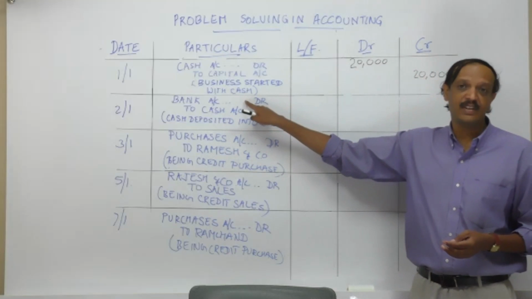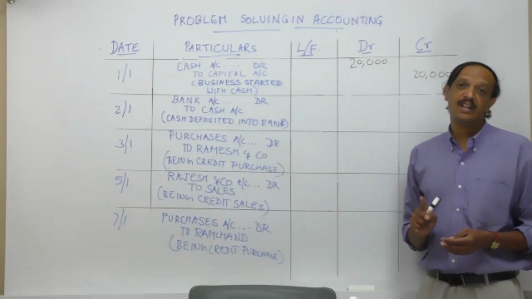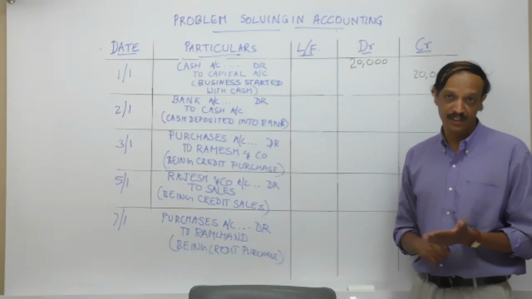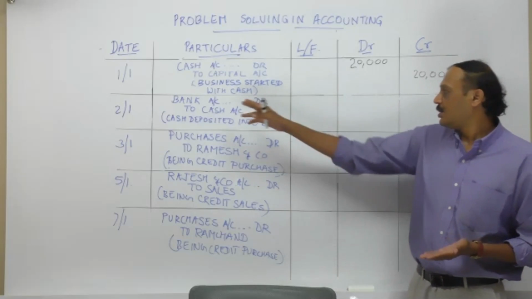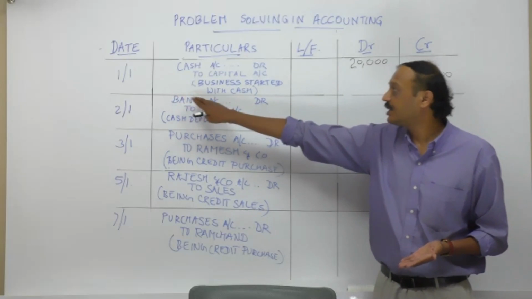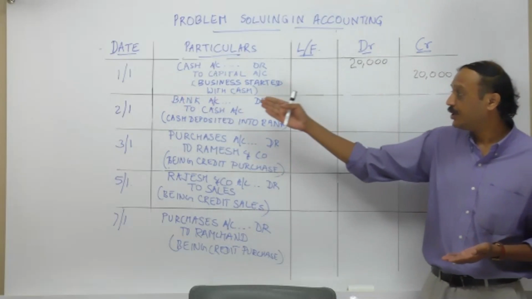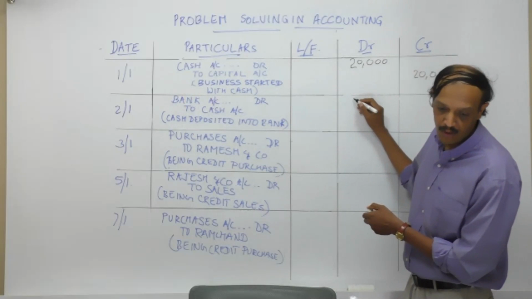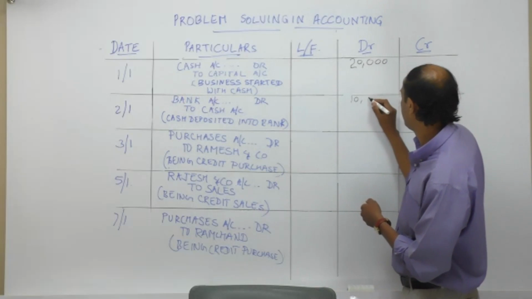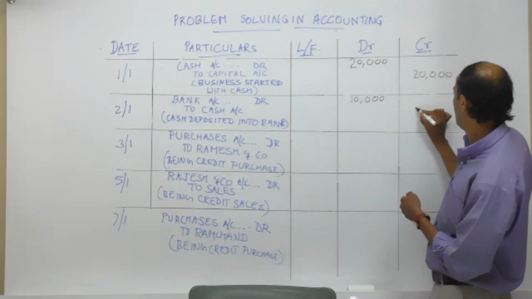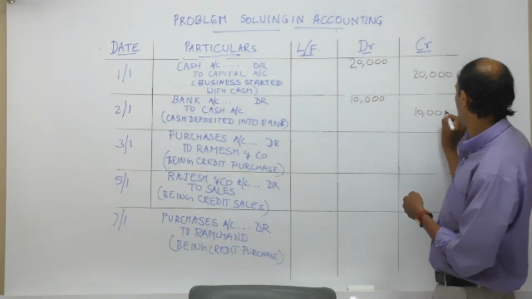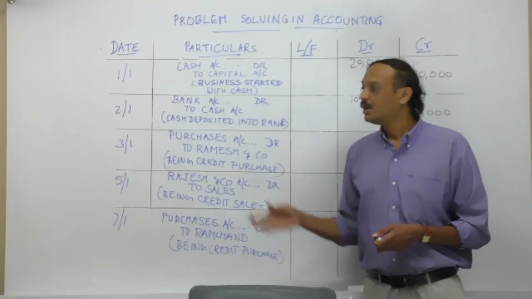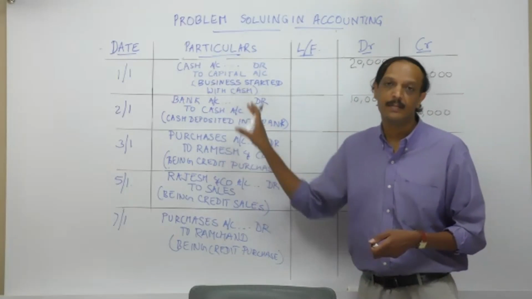And bank is receiving. Bank could also be treated as a personal account. Please remember, bank is both a real account as well as a personal account. You can treat it either way. So the rule of the personal account would be debit the receiver. The bank is receiving cash, so you need to debit the bank and credit the cash. This amount would be 10,000. And in the narration, you could write cash deposit into bank. This would end the second journal entry.